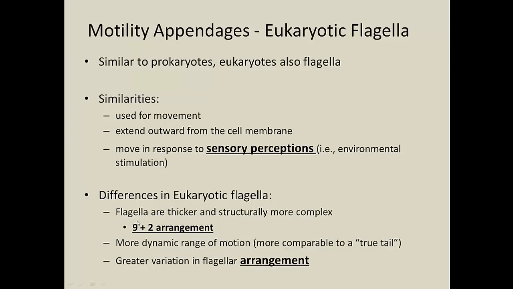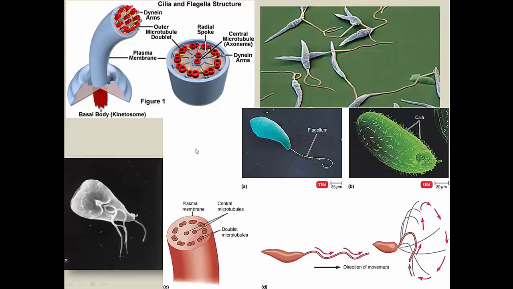Where they're very different, however, is in the structure. A prokaryotic flagella is relatively simple, whereas a eukaryotic flagella has more layers of complexity to it. And so the flagella is said to have what's called 9+2 arrangement. And I'll give you a figure of what that looks like here in just a second. That arrangement, however, gives it more of a dynamic range of motion, more comparable to an actual tail, and a greater variation in the number of different flagella arrangements. So here's what 9+2 looks like.